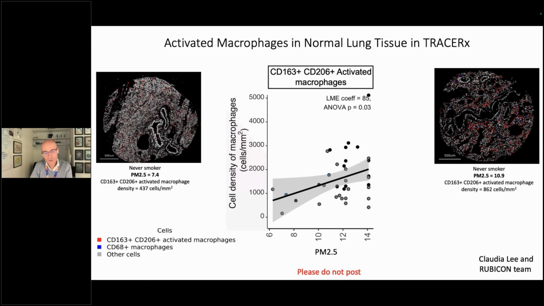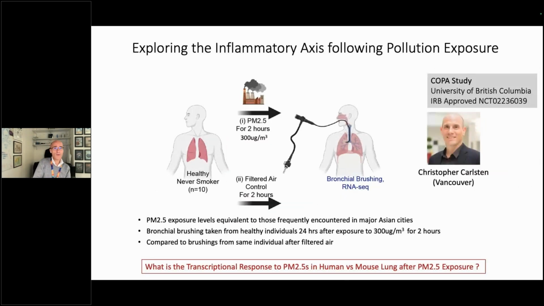We see the same thing in our lung cancer patients in TRACERx. We see air pollution being associated with more of these macrophages in normal lung tissue. So in other words, individuals who live in areas of the country where there's more air pollution have more macrophages in their lungs. So what must be happening?